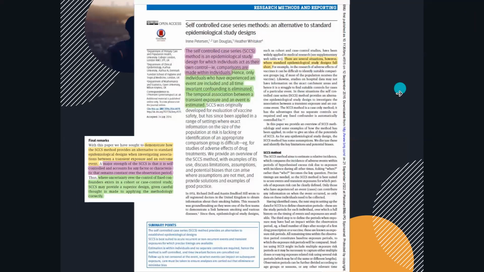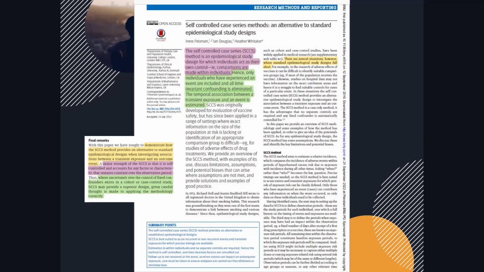The self-controlled case series, an alternative method to the standard epidemiological study designs. There are several situations where standard epidemiological study designs fall short. So there is a concept of the self-controlled case series method, which is designed for situations in which individuals act as their own control. For example, comparisons are made within individuals, hence only individuals who have experienced an event are included and all time-invariant confounding is eliminated. The temporal association between a transient exposure and an event is estimated.